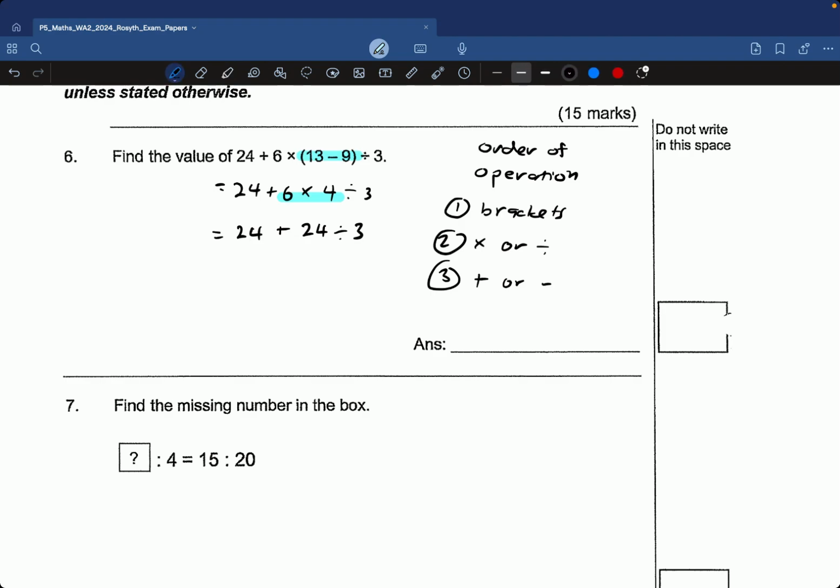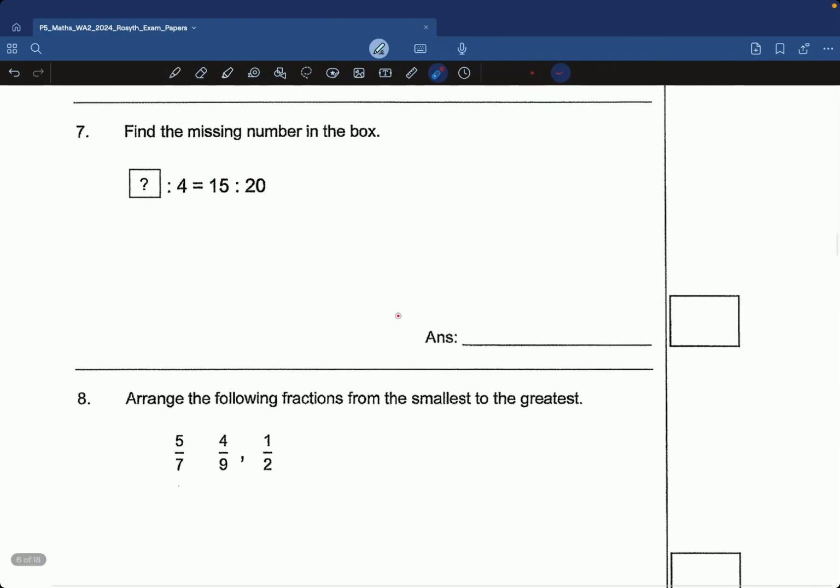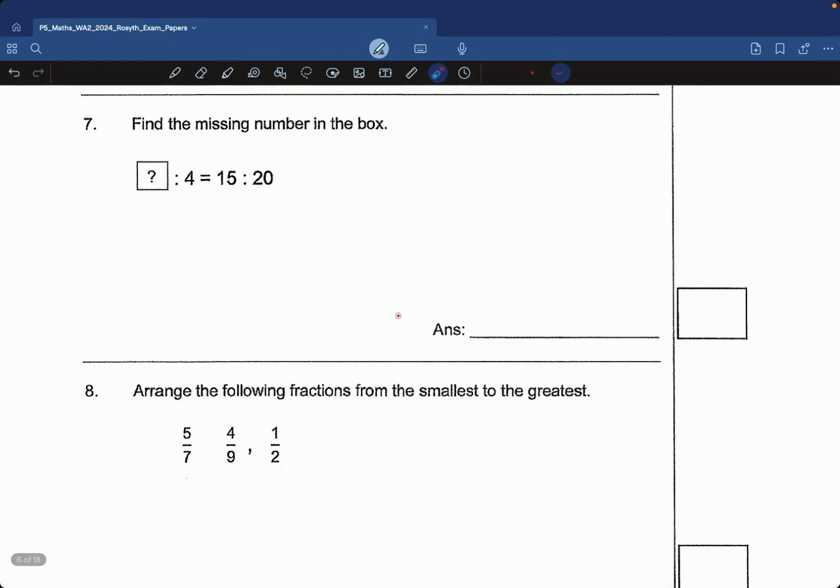Now the next one is we need to do the 24 divided by 3, because it still has the times or divide. So 24 divided by 3 is 8. And then we do the last step, which is addition. So it's 32. So the answer is 32. Always remember this. Okay, let's move on to the next question. Question 7. Find the missing number in the box. So we have this question mark and then 4 to 20.